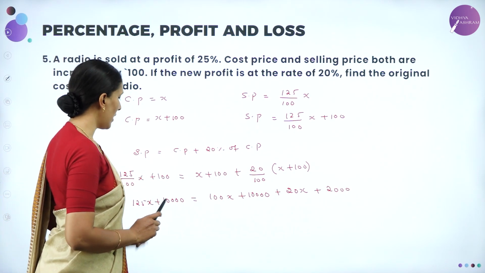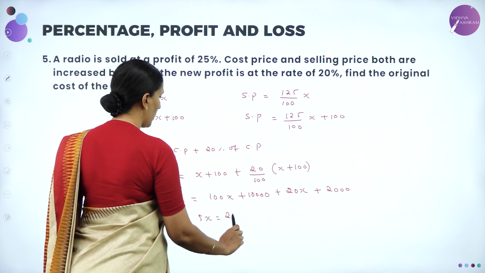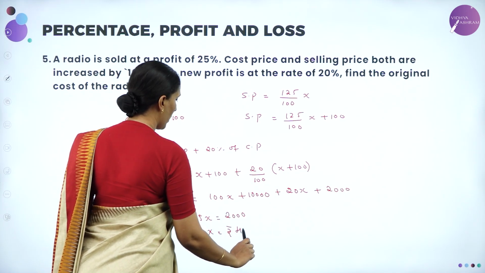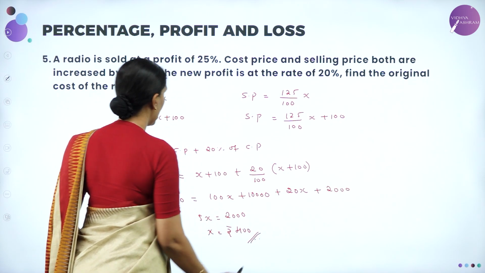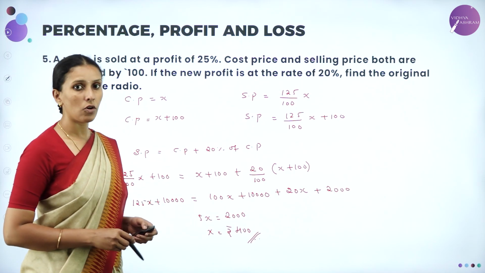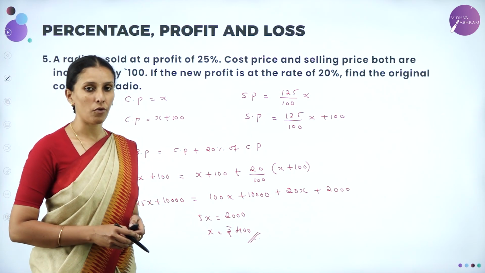So evaluating this, 5x is equal to 2,000. So x is equal to rupees 400. So what is this x? X is the cost price of the radio. So therefore, the original cost of the radio was rupees 400.